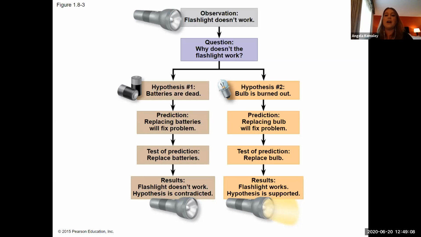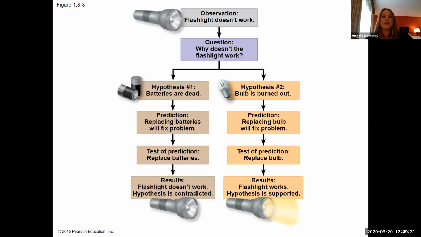So now we're going to make a hypothesis. In this case, we're actually going to make two hypotheses. Hypothesis number one, well, maybe the flashlight doesn't work because the batteries are dead. Hypothesis number two, or maybe the flashlight doesn't work because the bulb is burned out. All right, so then we're going to test it. We're going to make a prediction, right? Replacing the batteries will fix the problem, or replacing the bulb will fix the problem. Then we're going to test it.